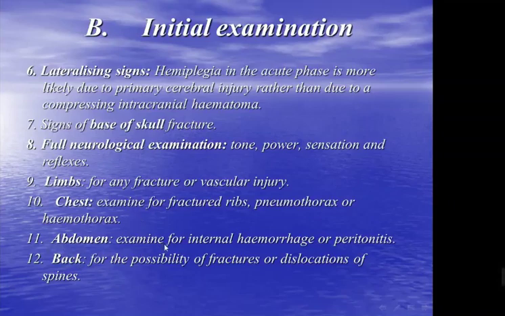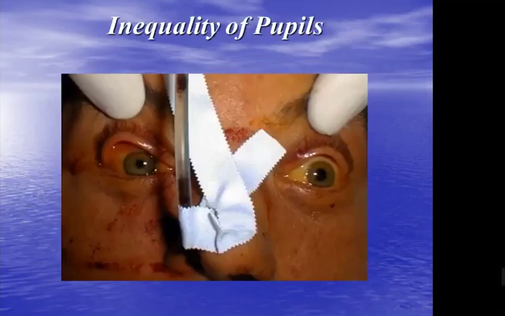and this shock state will result in decreased level of consciousness and also in dyspnea and sometimes apnea. Examine the abdomen for internal hemorrhage or peritonitis. Examine the back for the possibility of fractures or dislocations of the spine, because as I told you, any case of head injury may be associated with cervical spine injury, and multiple injured patients may also have other injuries in the body, and we must exclude them.